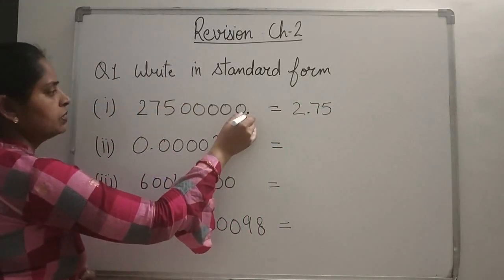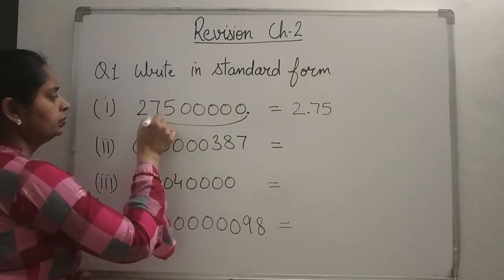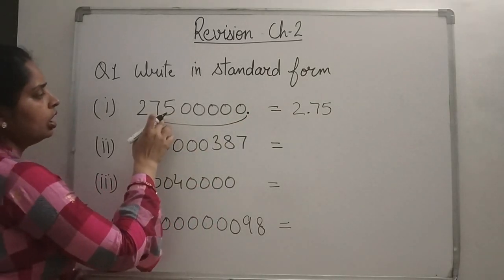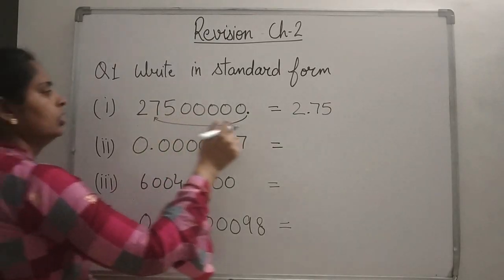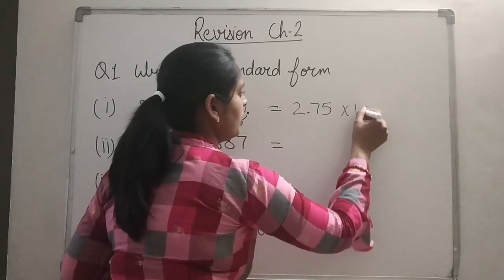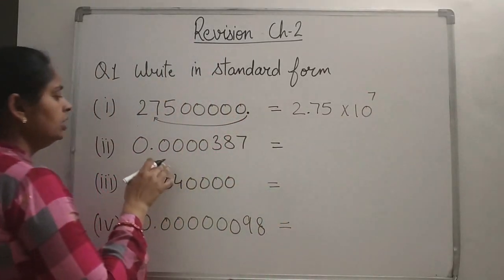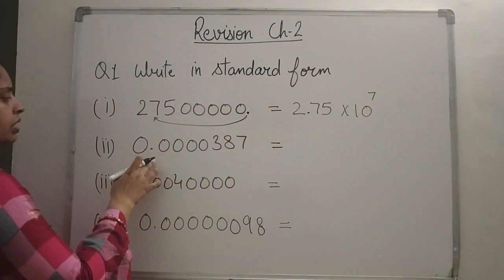We have to move this decimal place from here to here, right? So how many movements have we done? 1, 2, 3, 4, 5, 6, 7. So your answer is 10 to the power 7, right? Now see the next question.